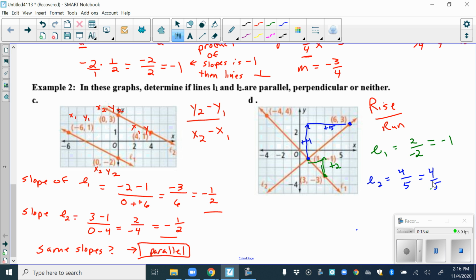All right. Do they have the same slope? No. We can tell they intersect, so they're not parallel, obviously. But they don't have opposite reciprocal slopes. Or if we multiply them together, negative 1 times 4/5, that's going to equal negative 4/5. That's not negative 1. So they're not perpendicular. The answer here would be neither. They intersect, but they don't form a right angle. It's pretty close, but it's not exactly 90 degrees.